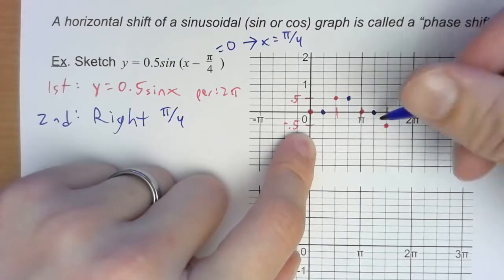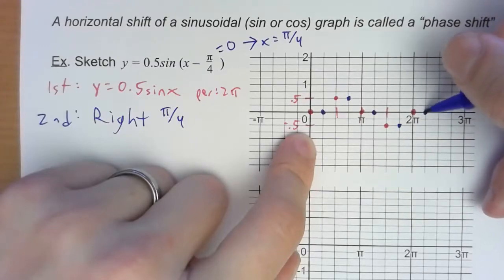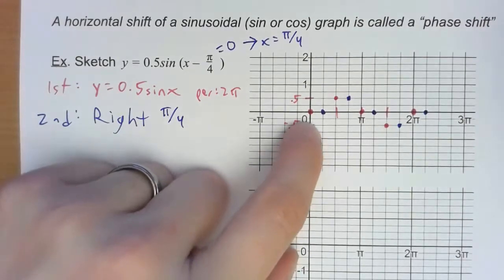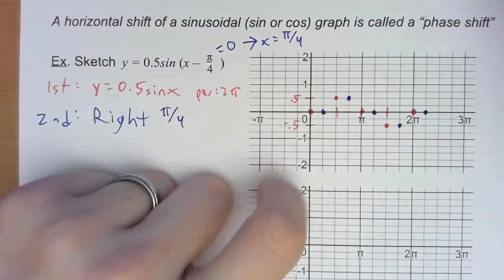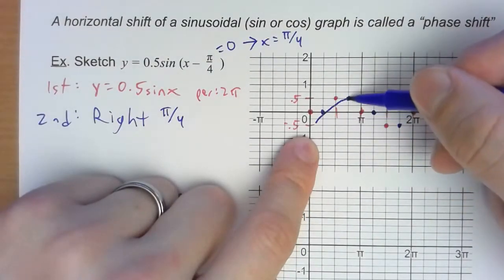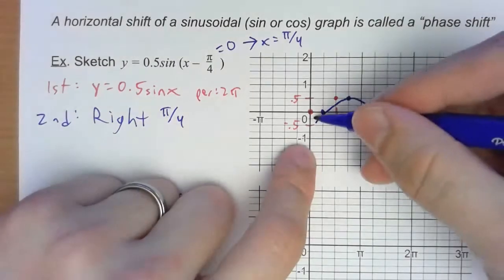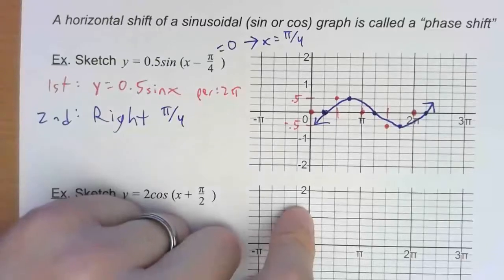Every point is just going to move right one grid line, because each grid line here is a space of pi over 4. Right? And then I can just connect the dots. Usually one period is enough for us. And there's our graph. That's it.